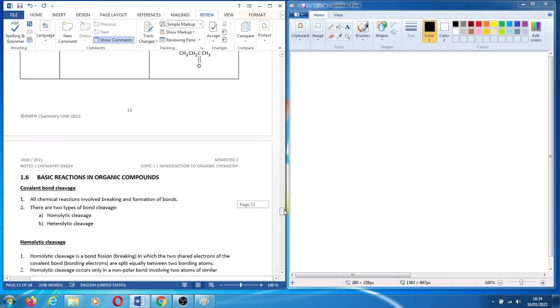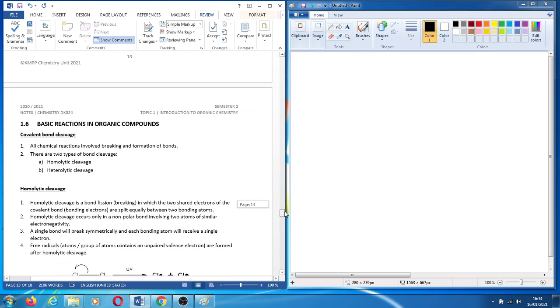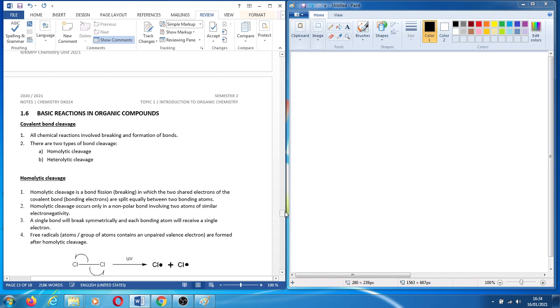Okay, and then 1.6 is about the basic reactions in organic compounds. The first one, all chemical reactions involve breaking and formation of bonds. There are two types of bond cleavage. The first one is homolytic cleavage. The second one is heterolytic cleavage.